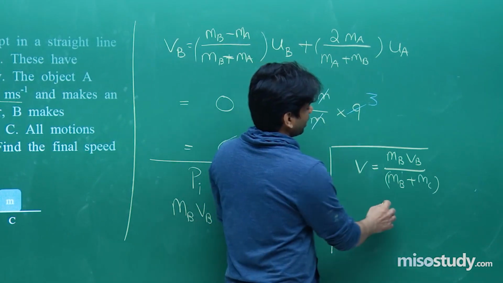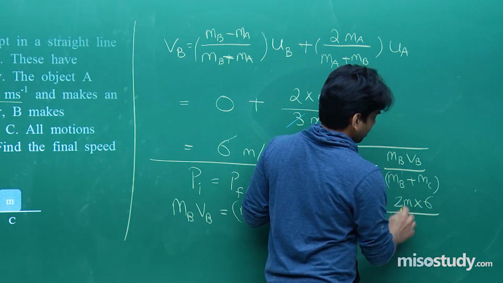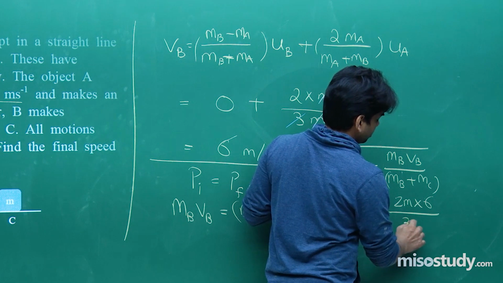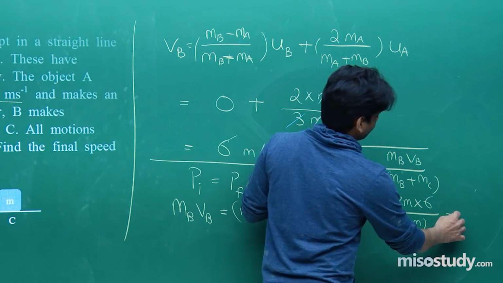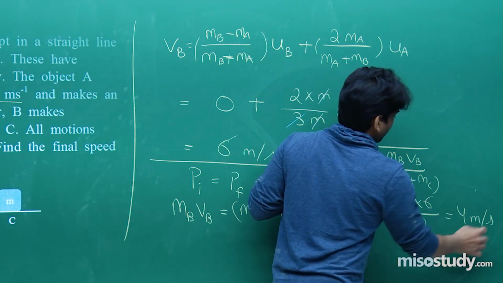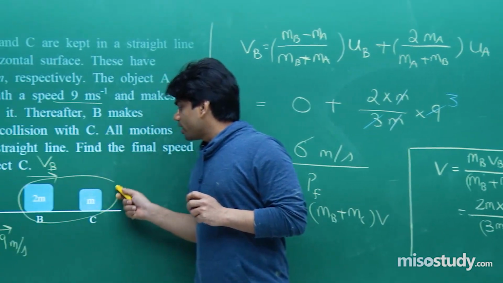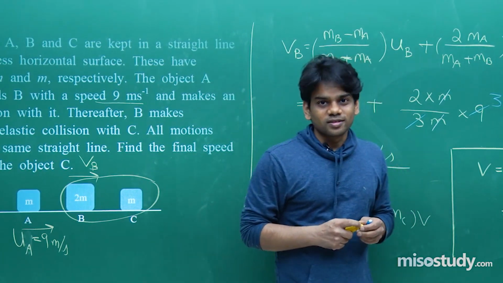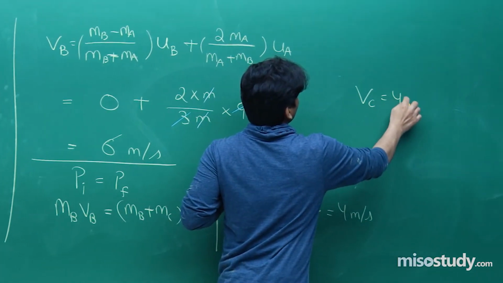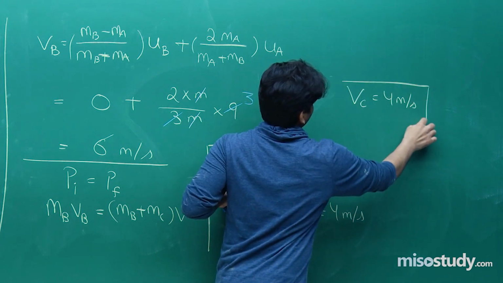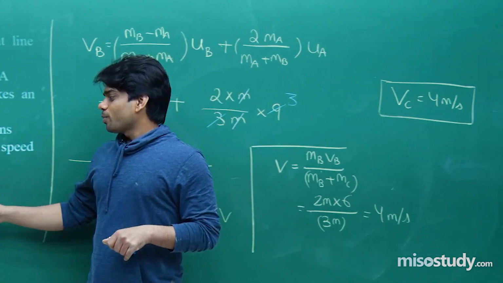We'll be putting the values, don't worry. So we'll be getting mass of B as 2m multiplied with 6 divided by 2 plus 1, 3m, that's it. So we'll be having 12 by 3, that is equal to 4 meters per second. This is the common velocity of B and C when they stick together. In an inelastic collision, they stick together. This is the common velocity. That is, velocity of C also will be 4 meters per second. Easy question. In advanced examination, some questions will be easy, which you can easily solve. So 4 meters per second is the answer for this.